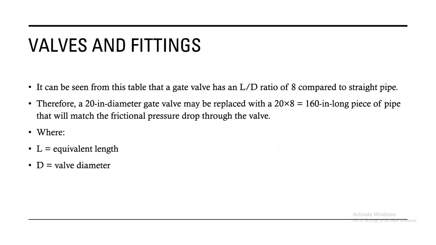It can be seen from this table that a gate valve has an L over D ratio of 8 compared to a straight pipe. Therefore, a 20-inch diameter gate valve may be replaced with a 160-inch long piece of pipe. So the pressure drop in this valve will be the same as the pressure drop in the 160-inch long piece of pipe, where L is your equivalent length and D is your valve diameter.